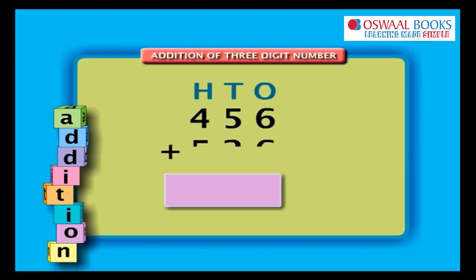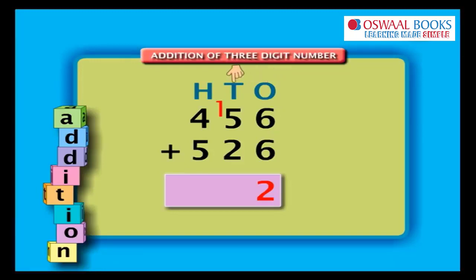526. Arrange the numbers in a column. First add the ones column. 6 ones plus 6 ones is equal to 12 ones. 12 ones is equal to 1 tens plus 2 ones. Write 2 below the ones column and carry over 1 tens to the tens column.